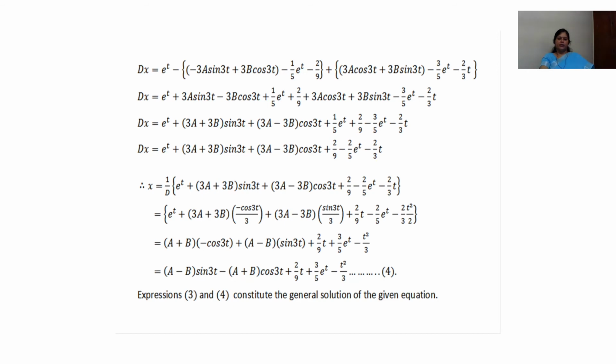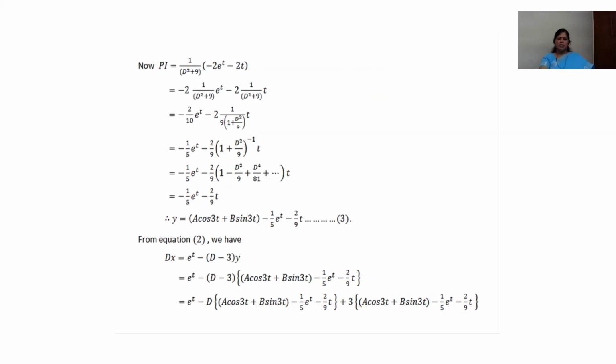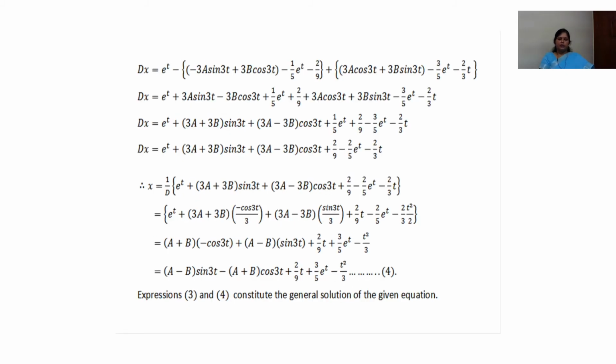That's why we have 3b cos 3t here. Then minus 1 by 5 e to the power t is e to the power t only. Then the last term is 2 by 9 into t. So if you differentiate that with respect to t, we'll get 2 by 9 into 1, that is 2 by 9. So then 3 into, just multiply 3 inside with the y, we'll get 3y values.